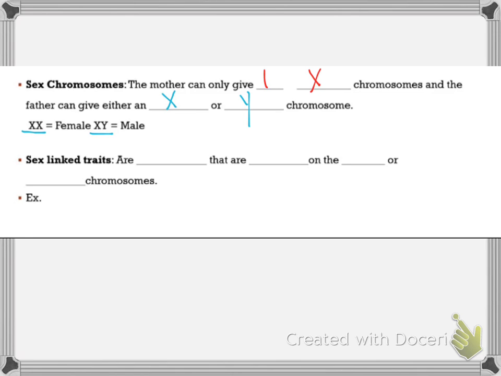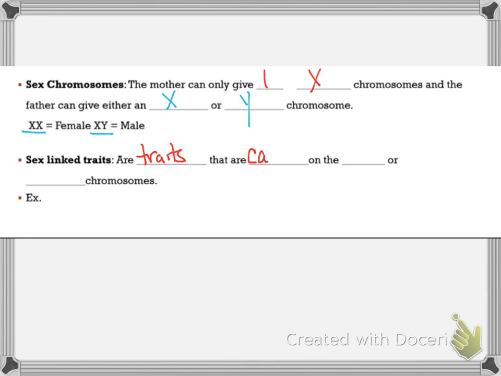And then we have things called sex-linked traits that are determined, they're on the chromosomes that determine sex. Not just, sex is not the only thing that is determined on those chromosomes. You have other things.